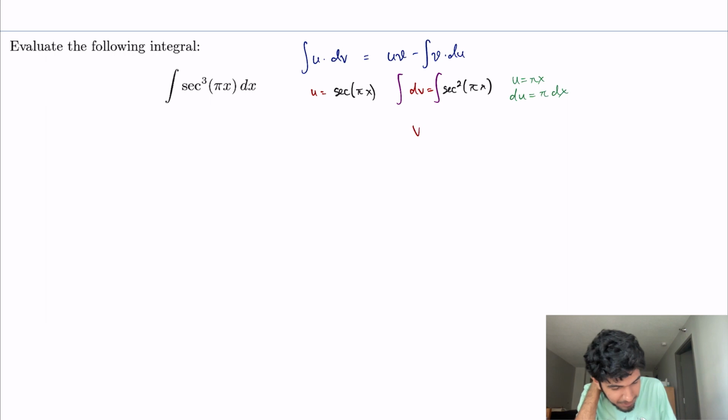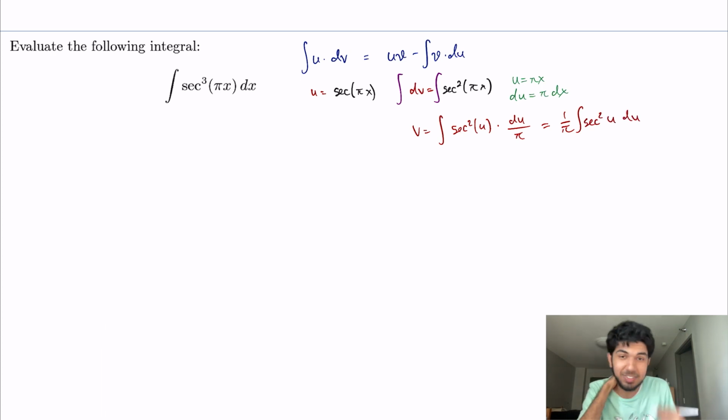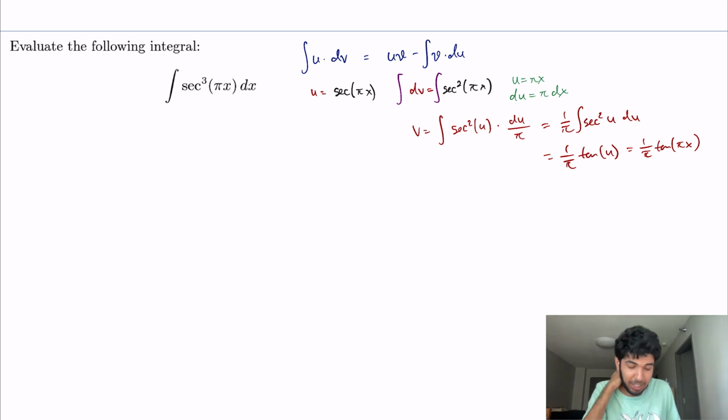So that means v equals the integral of secant squared of u times du over pi, which is equal to 1 over pi integral of secant squared of u. The integral of secant squared of u is tangent of u, so this is 1 over pi tangent of u, which is equal to 1 over pi tangent of pi x. So that wasn't that bad, to be perfectly honest. Now we can solve for du as well.